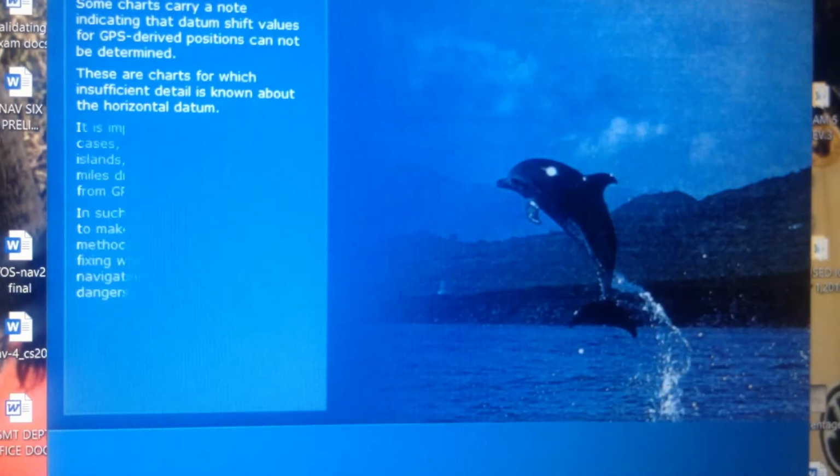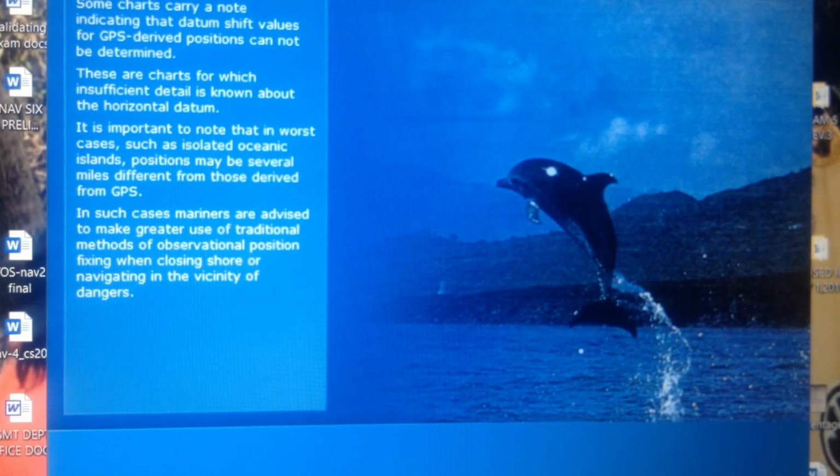Some charts carry a note indicating the datum shift values for GPS-derived positions cannot be determined. These are charts for which insufficient detail is known about the horizontal datum. It is important to note that in worst cases, such as isolated oceanic islands, positions may be several miles different from those derived from GPS.